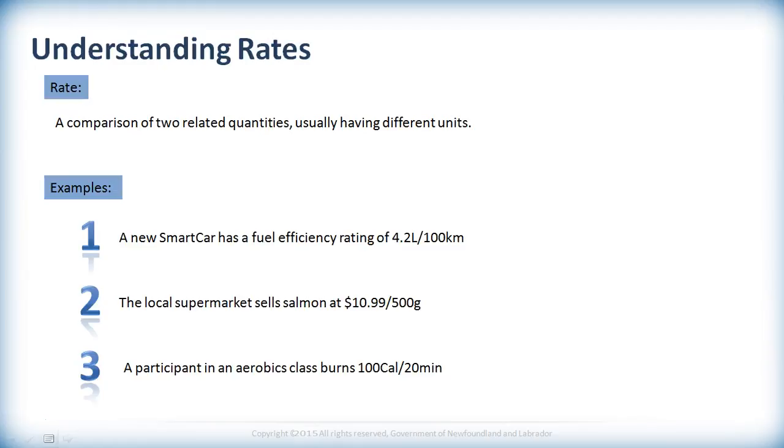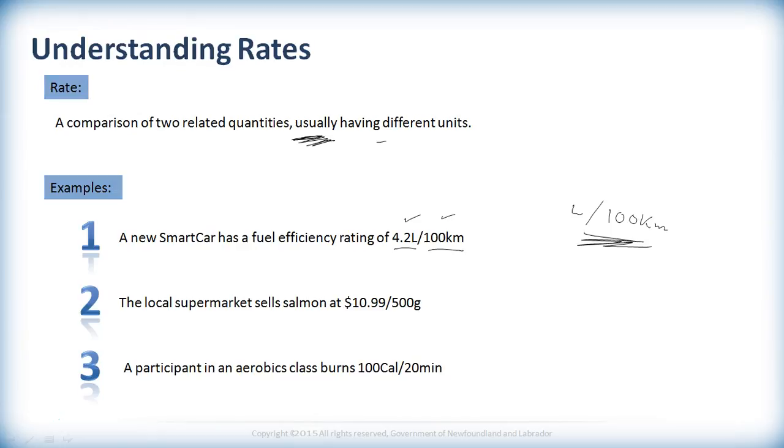It says a rate is a comparison of two related quantities, usually having different units. I think your textbook on this one says always, but I can think of some examples that don't fit that mold. So let's start. A new smart car has a fuel efficiency rating of 4.2 liters per 100 kilometers. So that's a rate. You burn 4.2 liters of gas every 100 kilometers you travel. And liters per 100 kilometers is the standard way to represent fuel efficiency in Canada, and I think in most countries that relied specifically on the metric system.